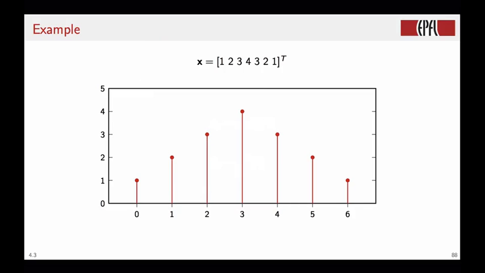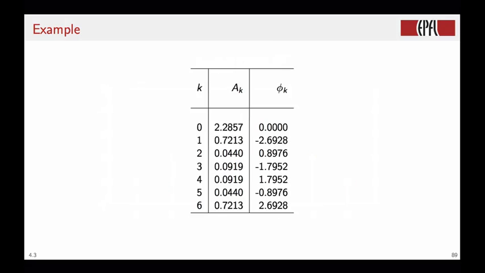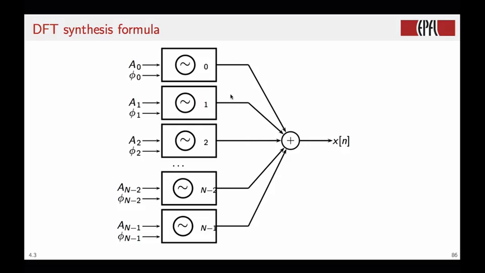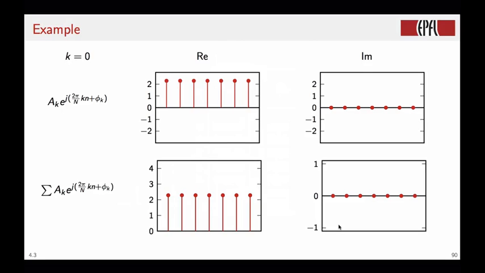So let's look at an example. Let's take a simple signal, a 7-point long signal that looks like a triangle, and we perform a Fourier analysis on this vector, and we get 7 Fourier coefficients that we list here in terms of amplitude and phase. Now we initialize the 7 generators with the A's and the phi's that we found in the analysis part, and then we turn the crank 7 times, and we will sum the outputs together to obtain the original signal. So here is how it works.